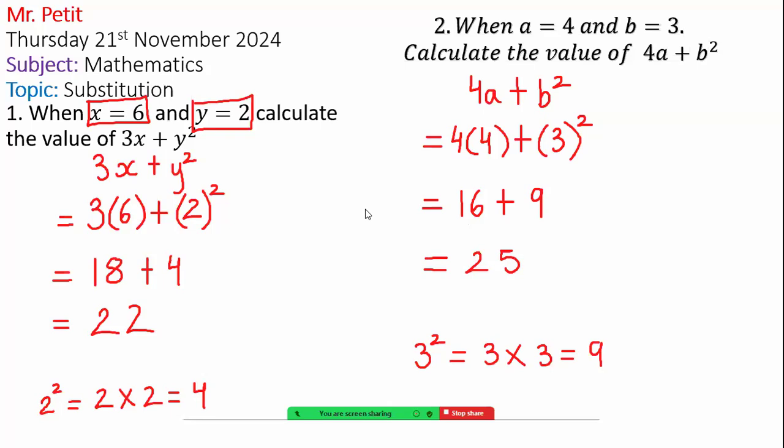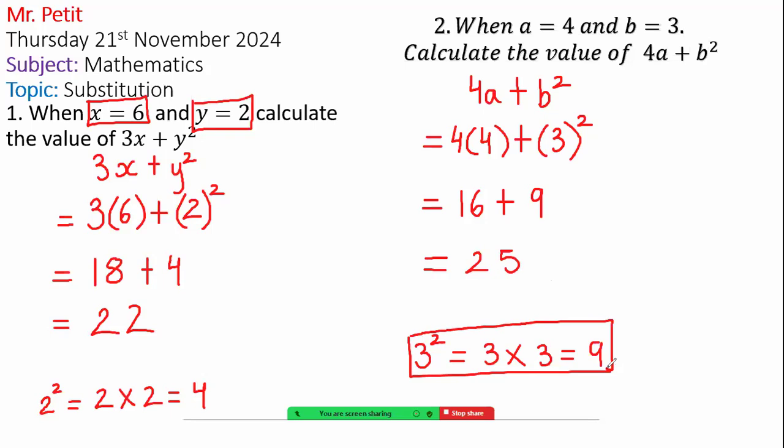Yes, I understand. I have one question. Go right ahead. Which one is the answer? The 25 or 9? Okay, this is just the working for 3 squared.